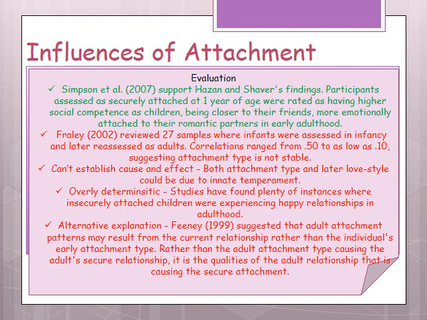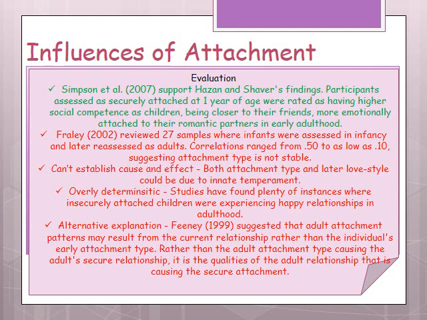However, correlation doesn't seem to be stable. So in 27 samples, infants were assessed in infancy and then as adults, and correlations ranged from 0.5 to as low as 0.1, so it's not consistent. We can't establish cause and effect. Both attachment type and later love style type could be down to innate temperament rather than attachment type influencing. So there could be that third variable of that personality trait.